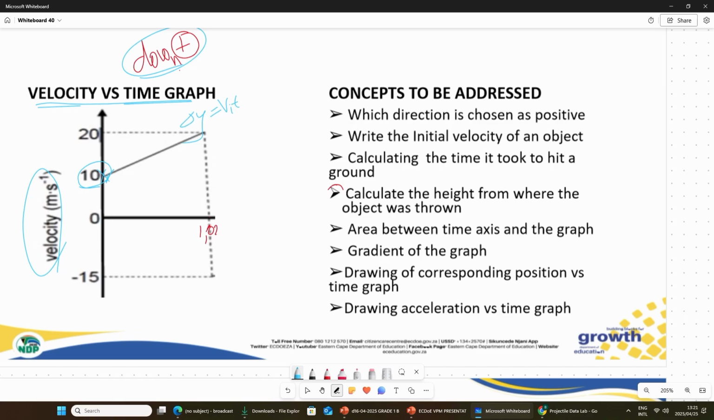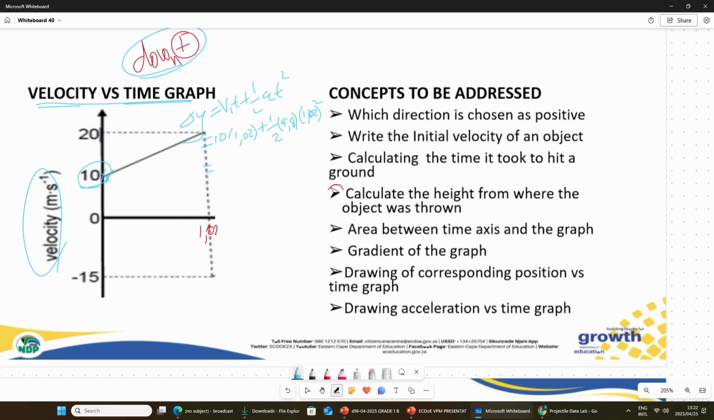So delta y is given as v initial t plus half a t squared. The initial velocity is given as 10, then our time is given as 1,02, plus half, our acceleration is 9,8, then our time is 1,02 all squared. Now let me punch the calculator here to get the answer quickly.